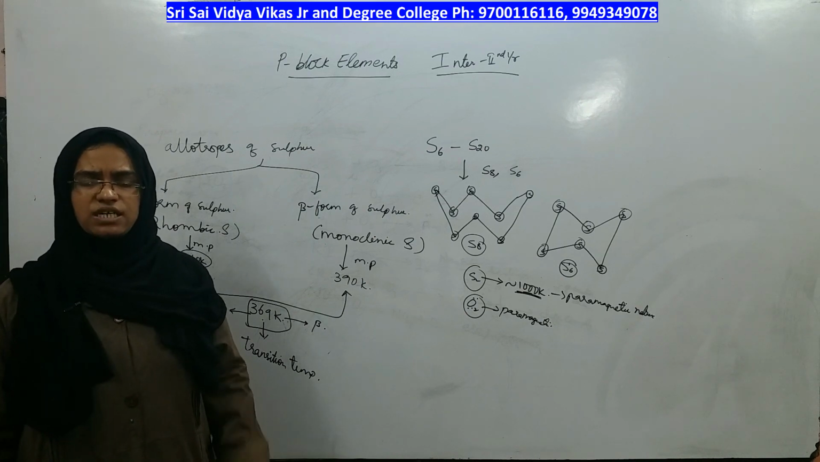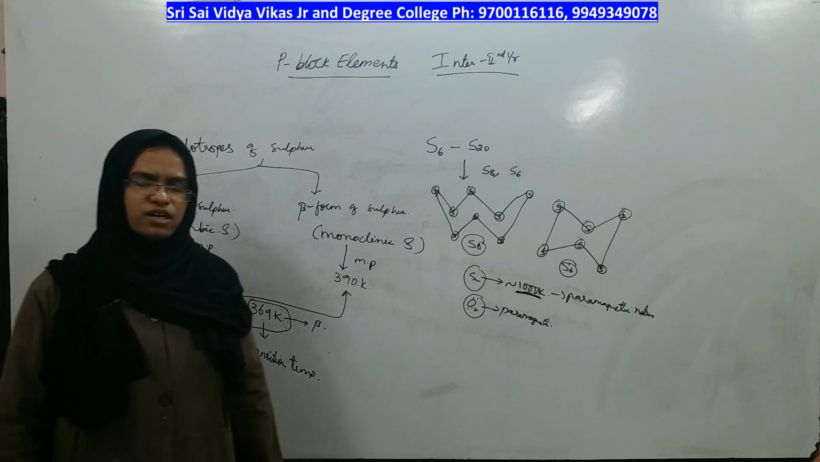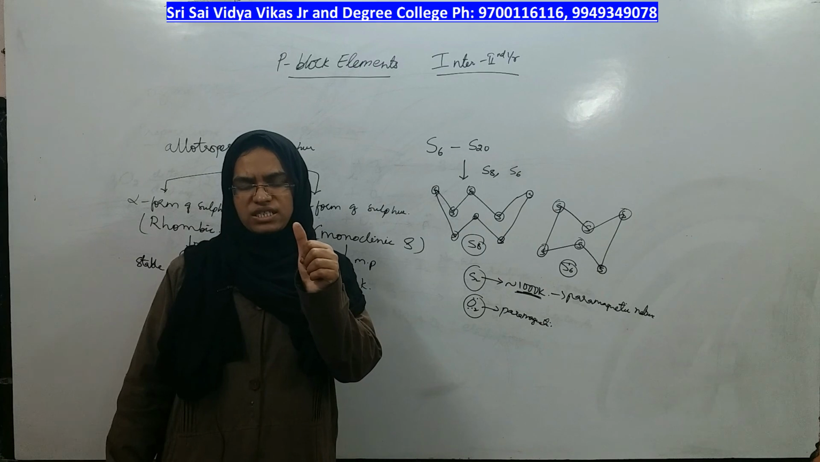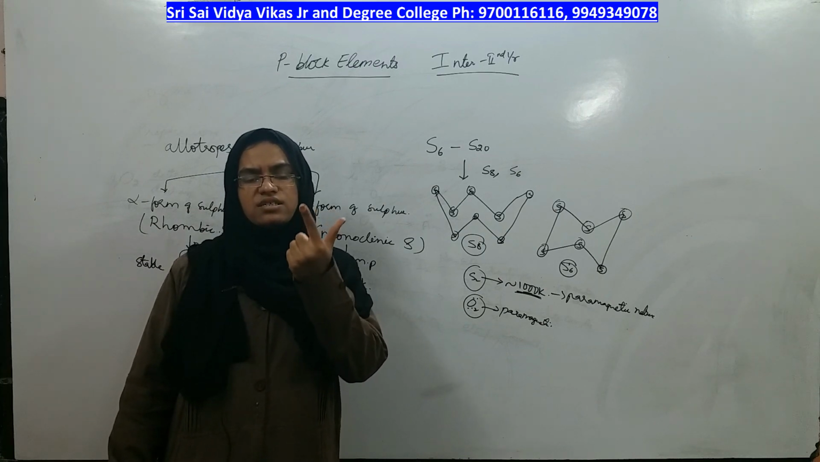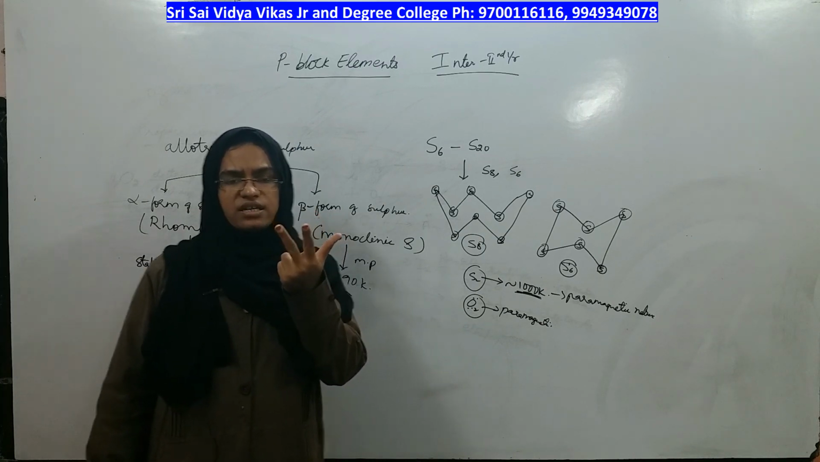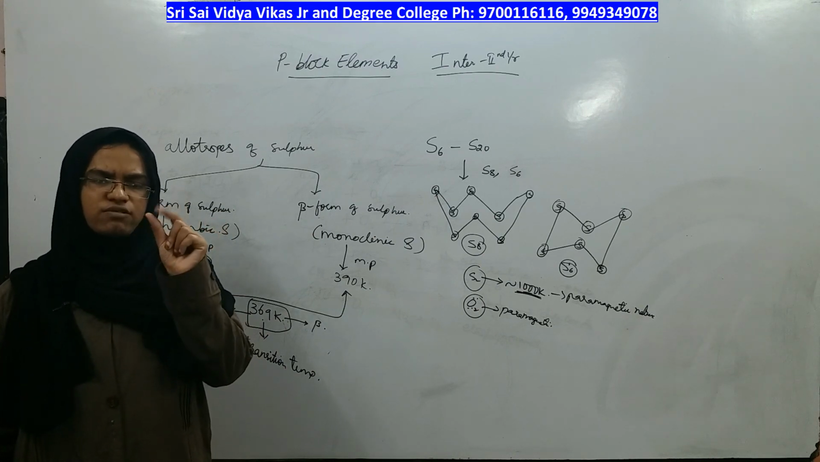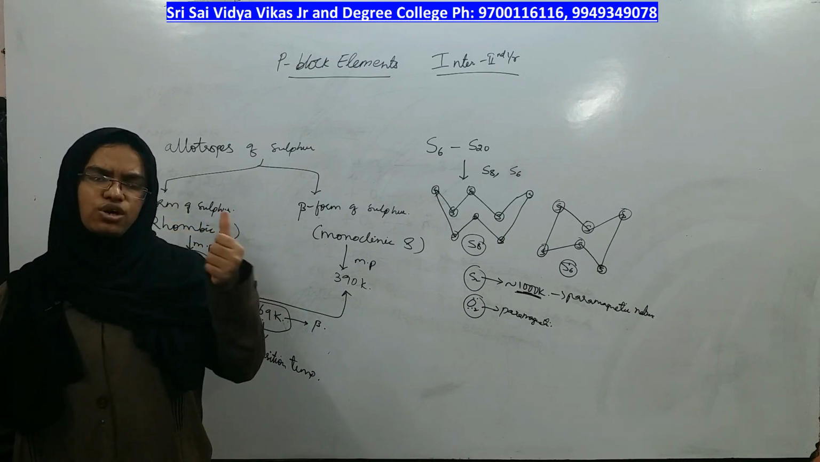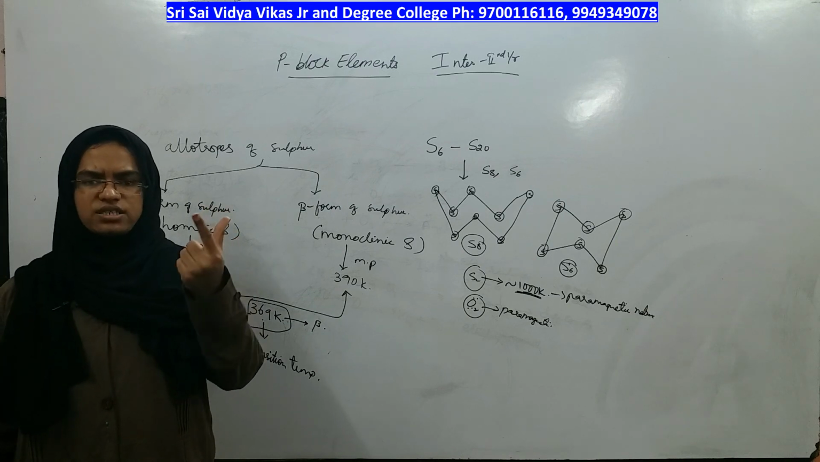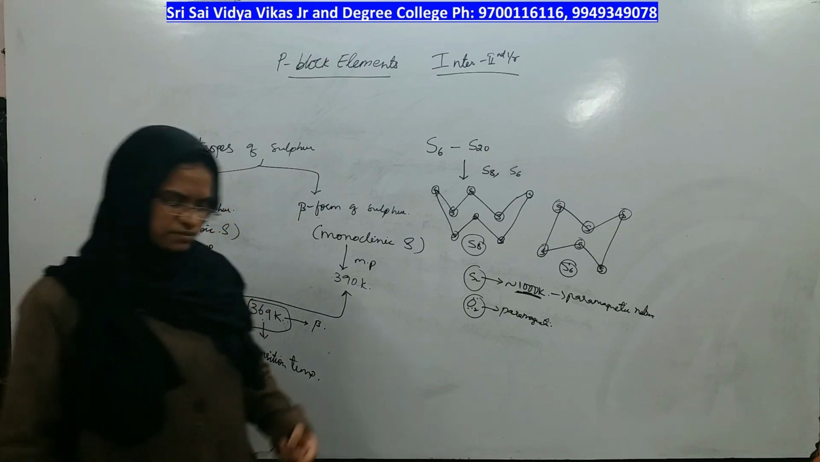Now we will see different compounds of sulfur. One is oxoacids of sulfur, another is sulfur dioxide, another is sulfuric acid. But sulfuric acid is not there for us now, so we will study only these two, which are oxoacids of sulfur and sulfur dioxide, okay, in the next class.